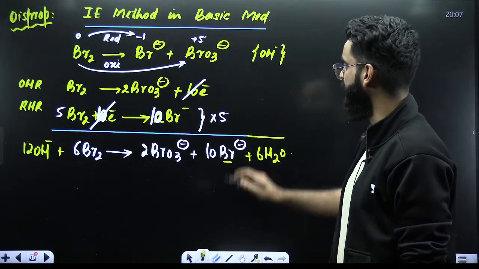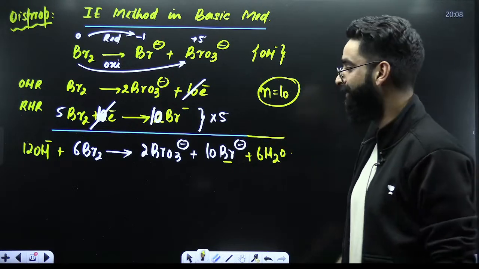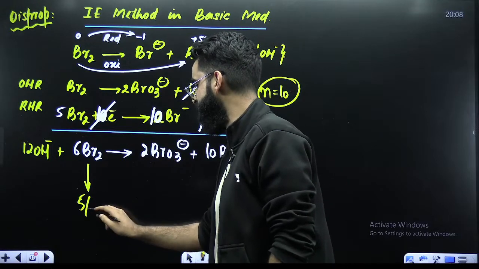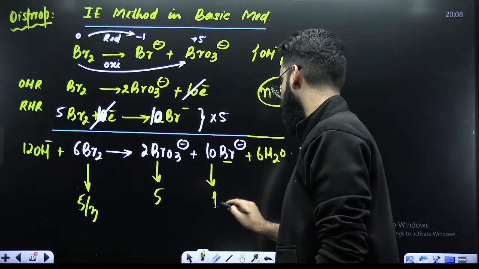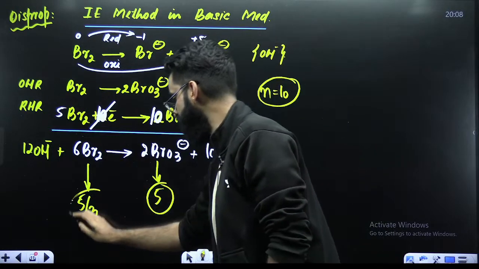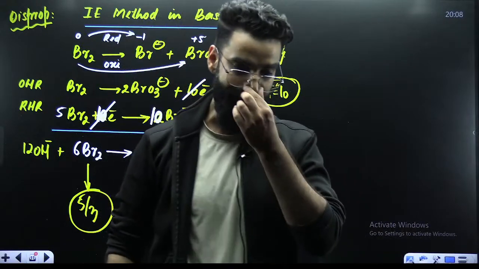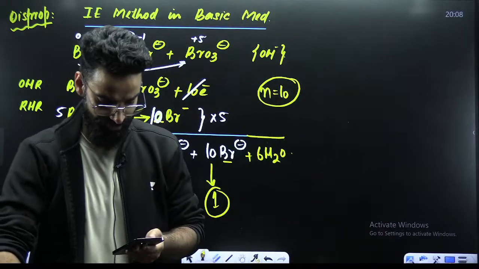Since it is a balanced chemical equation, if I ask you what is the value of n here, the n value is 10. Since you got the n value, if I ask you what is its n factor, you will say 10 divided by 6, which is 5 by 3. 10 divided by 2 is 5. 10 by 10 is 1. So these are the respective n factors of these reactants and products which I was supposed to calculate. I believe your balancing is absolutely clear over here.